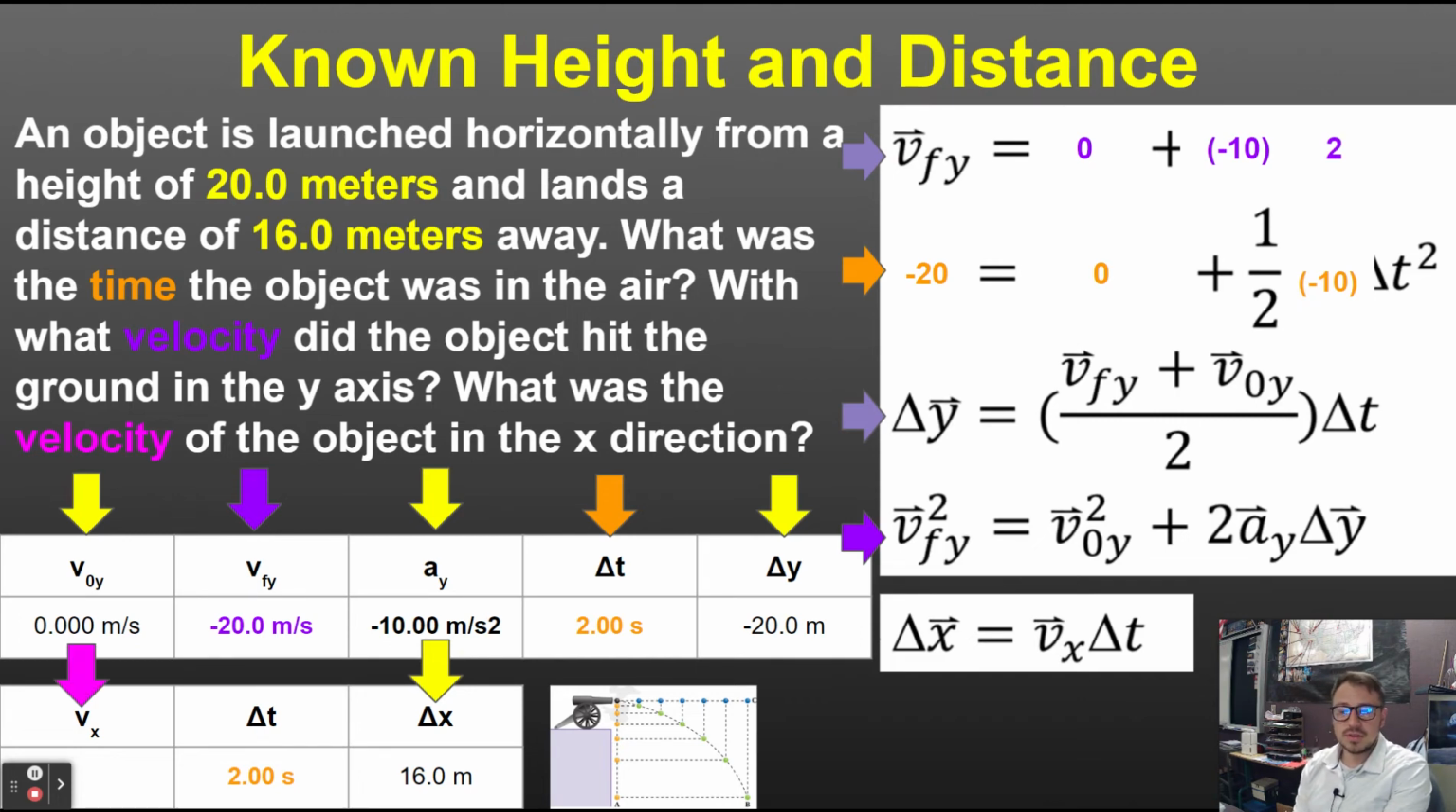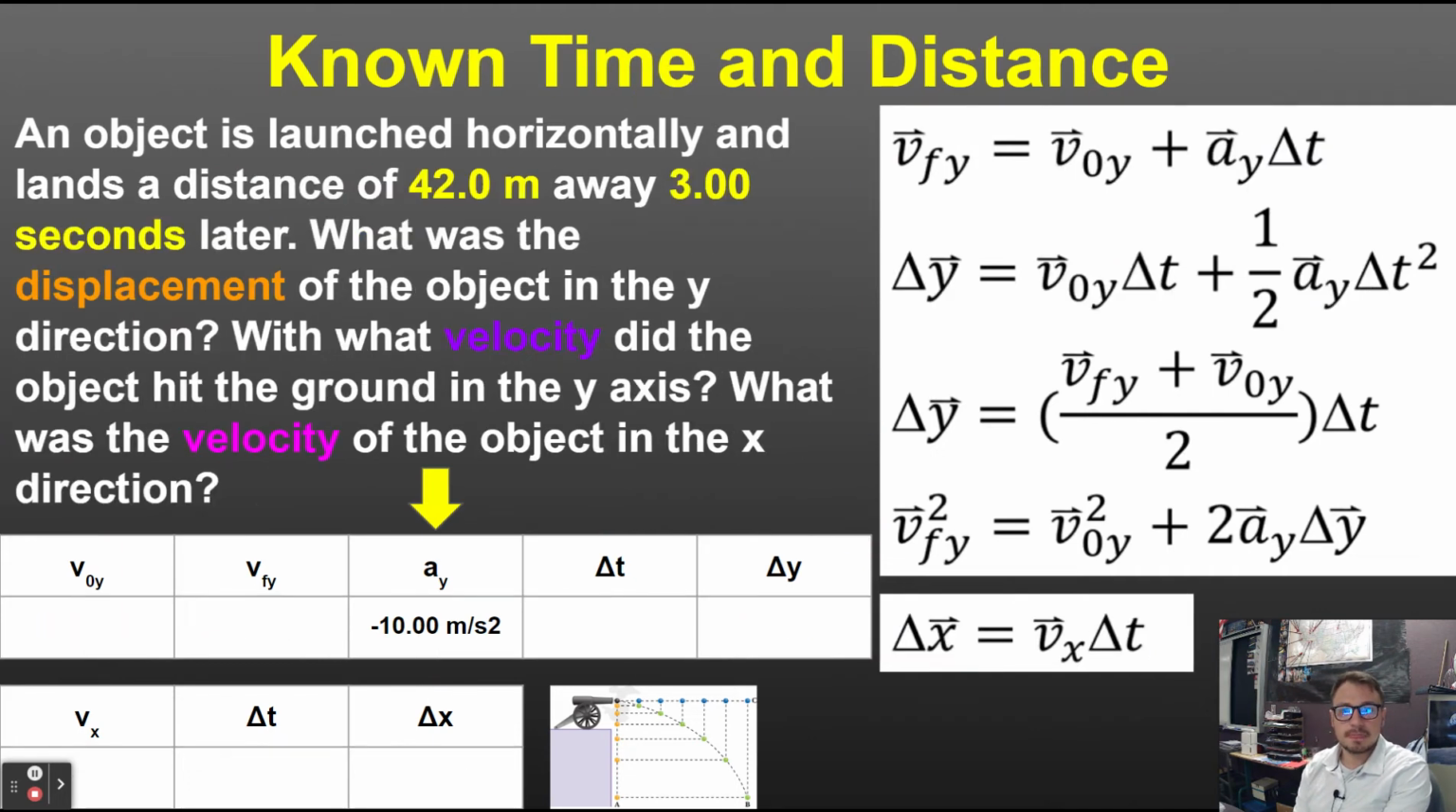Last thing, I can solve how fast it was traveling to go that far. So I can solve the velocity in the x direction. I use my one equation with the x direction, and I just take 16 divided by 2, and you can see that it might be cut off a little bit. It's 8 meters per second. So this is a known time and distance.